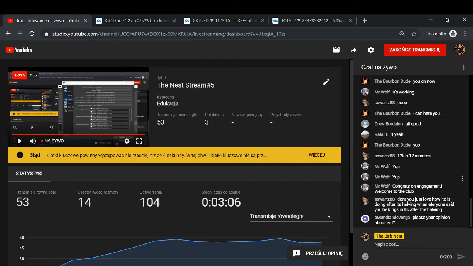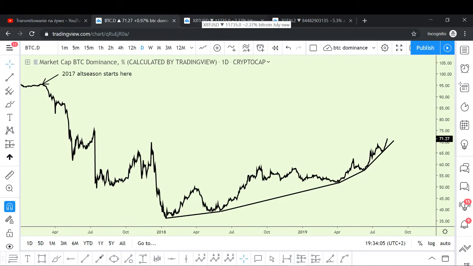Don't you just love how LTC is doing after its halving? Yeah, so that's another option. I'll get all the questions covered later, don't worry.